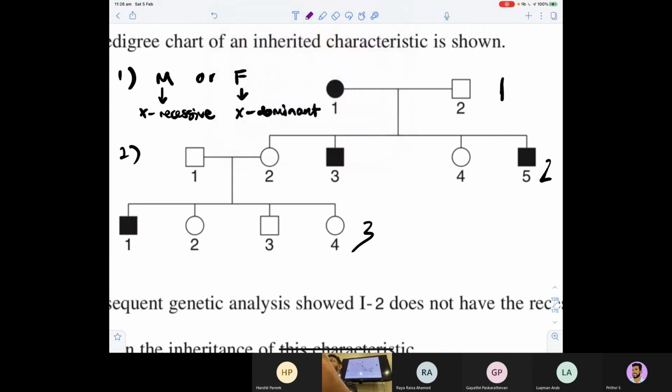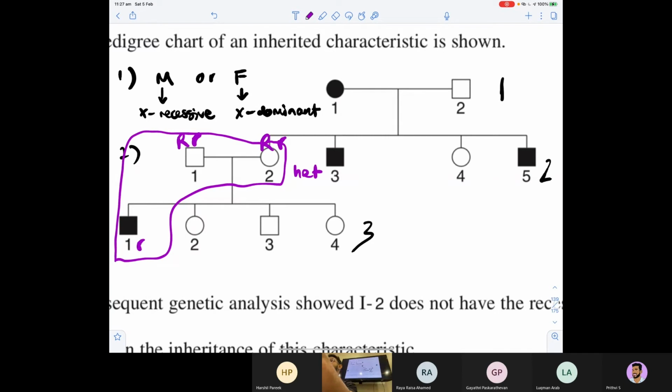Okay, I want you to remember this. Whenever you have parents of one color and a child of the opposite color, the only way this can happen is if both parents are heterozygous, aka capital R, little r, and the child is homozygous recessive, right? So whenever this happens, just robotically write capital R, little r for parents, and little r for the child.